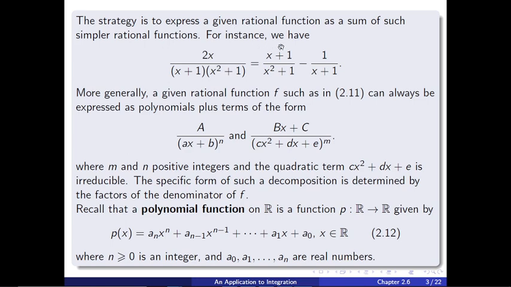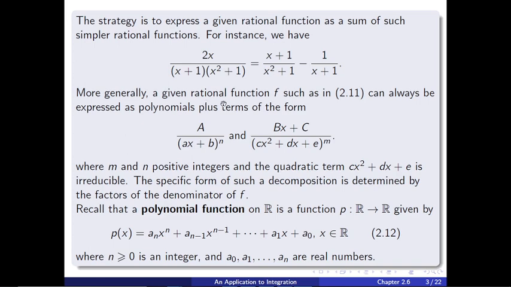So for instance, we have 2x over x plus 1 times x squared plus 1. So we can decompose it into this. We express this as a sum of something over x squared plus 1 and something plus something over x plus 1. X squared plus 1 and x plus 1, as you can see, are the denominators, so that's what we want to be able to do, and then we can integrate from there.